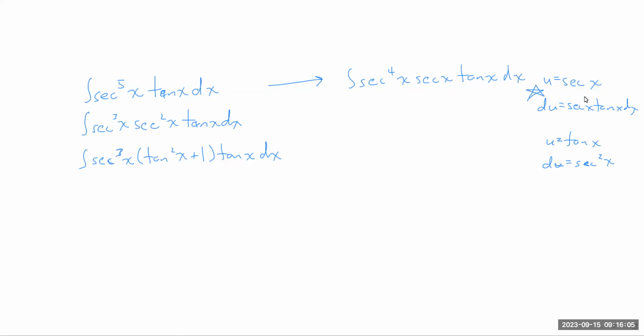So now, I believe this is the one we want. If I say u is equal to secant x and du is equal to secant x tangent x dx, then what does this integral become? The fourth du, right? That we can do. What does that integral become? 1/5 u to the fifth plus c. And then 1/5 of what? Secant to the fifth x plus c.